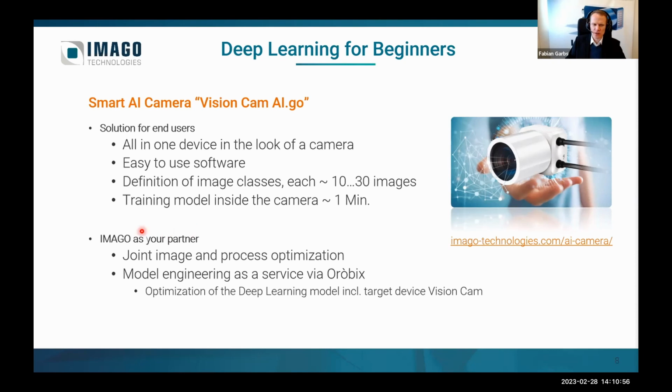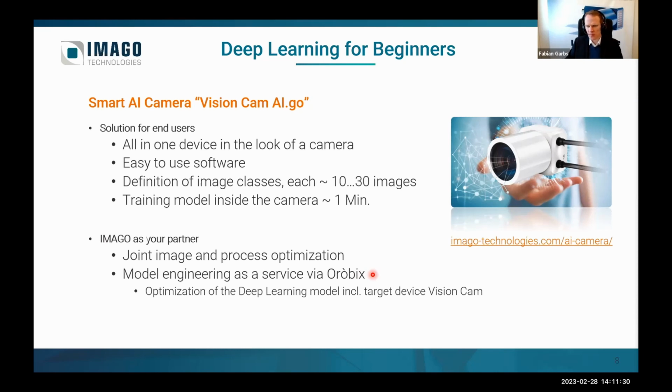Just to mention, we at IMAGO are experts in this hardware development. The hardware we have here was developed in-house, but the neural network was developed by a strong partner of ours, the company Aurobix from Italy, and they invented and developed the special software which is running on the camera and which delivers you the neural network.